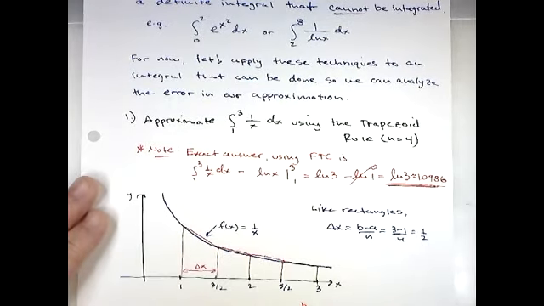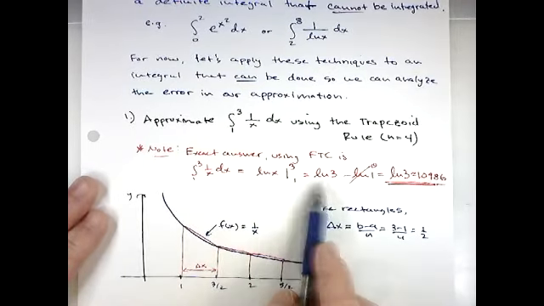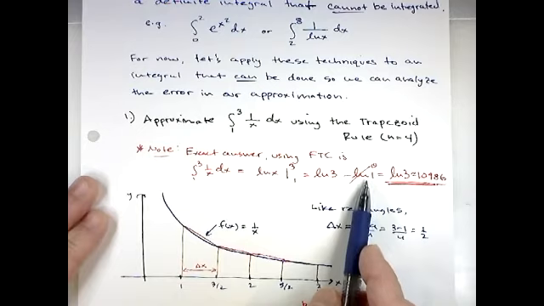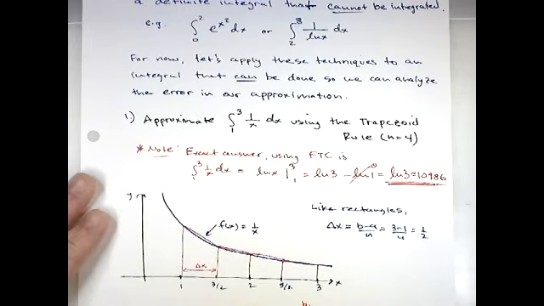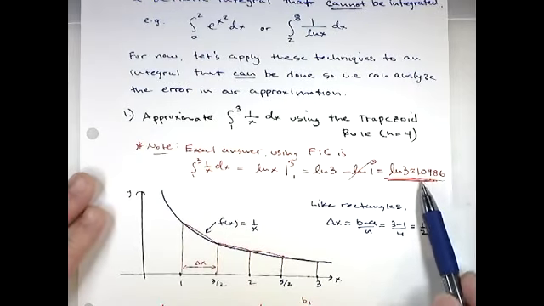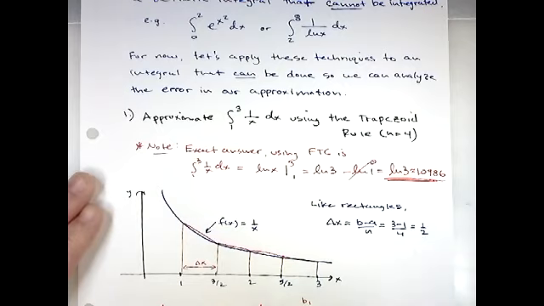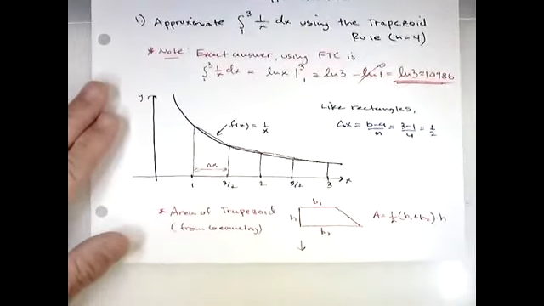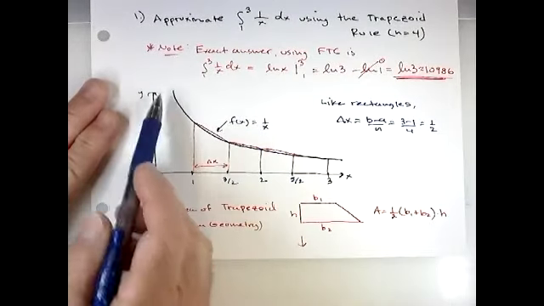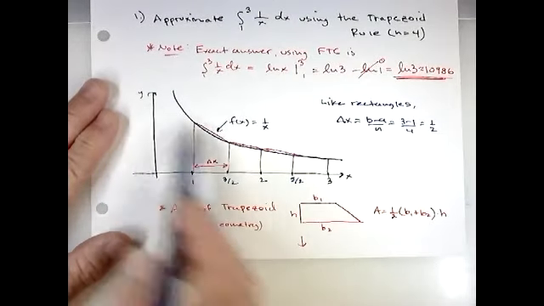So the antiderivative is ln of x, evaluated from 1 to 3, which gives me ln of 3 minus ln of 1. ln of 1 is 0. So the correct exact answer is ln of 3, which is approximately 1.0986.